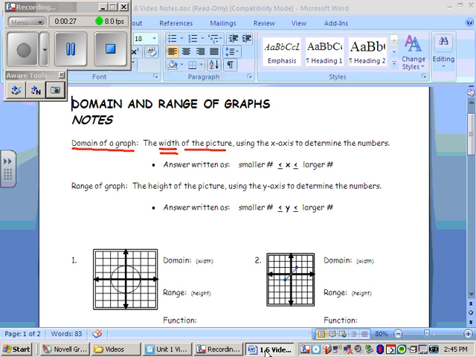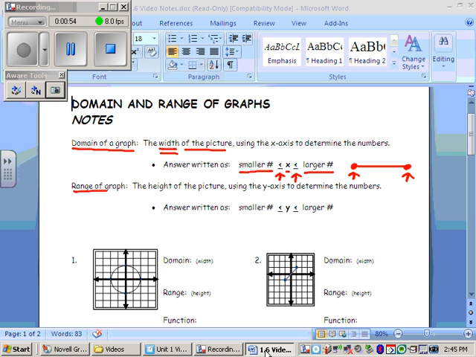When you write your answer, it will be written with a smaller number from the x-axis on the left, followed by a less than or equal to sign, the x, another less than or equal to sign, and then the larger number, which tells you that the domain, if this were the x-axis, falls between whatever number is here, which would be your smaller number, and the number here.